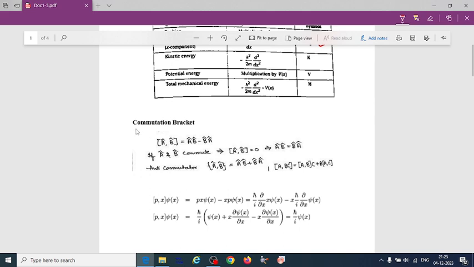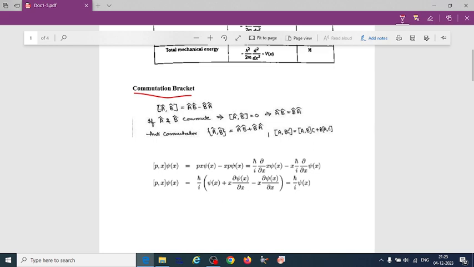Then what is a commutation bracket? The commutation relation you should remember. It is usually denoted in a square bracket. Let us take a comma b. How can we write the commutation relation here? ab minus ba. So a and b commute if the square bracket of a comma b is equal to 0. Then ab is equal to ba. If it is an anti-commutator, then there will be a plus sign, ab plus ba.